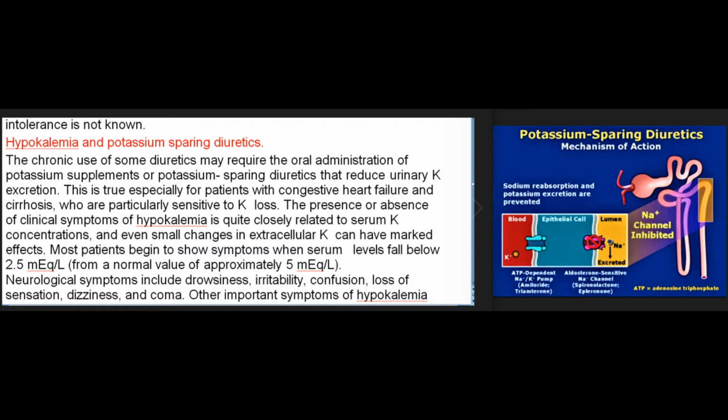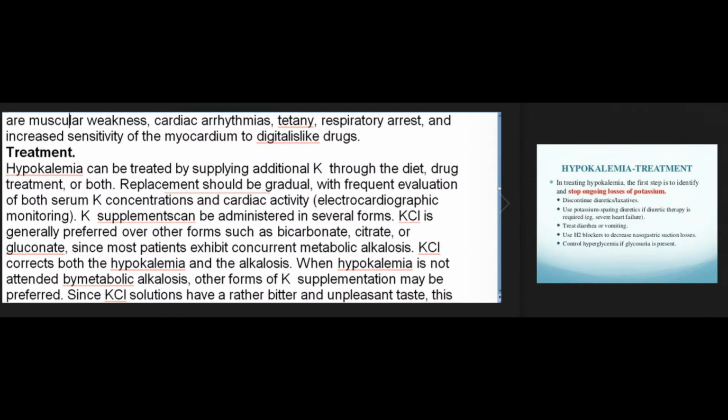milliequivalents/L. Neurological symptoms include drowsiness, irritability, confusion, loss of sensation, dizziness, and coma. Other important symptoms of hypokalemia are muscular weakness, cardiac arrhythmias, tetany, respiratory arrest, and increased sensitivity of the myocardium to digitalis-like drugs. Treatment. Hypokalemia can be treated by supplying additional K through the diet, drug treatment, or both. Replacement should be gradual, with frequent evaluation of both serum K concentrations and cardiac activity, electrocardiographic monitoring.